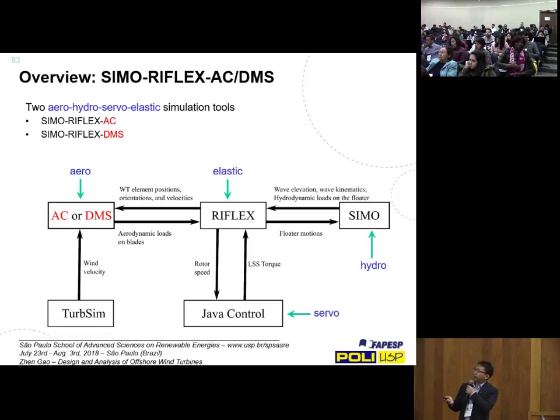So these are more referring to the software that we used. As I mentioned, this software, Riflex, is used for modeling slender structures and to look at loads on the slender structures. SIMO is for hydrodynamic parts and rigid bodies. And then we also use the same wind generation as for the horizontal axis wind turbine. And then we use either the AC or DMS model for the aerodynamic part. So then you can do an integrated dynamic response analysis.